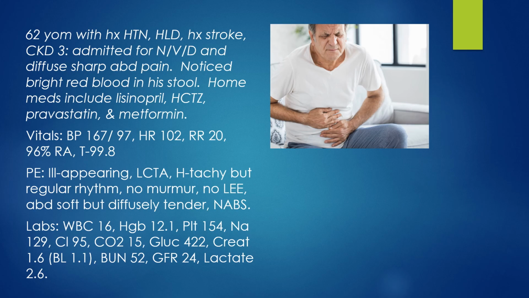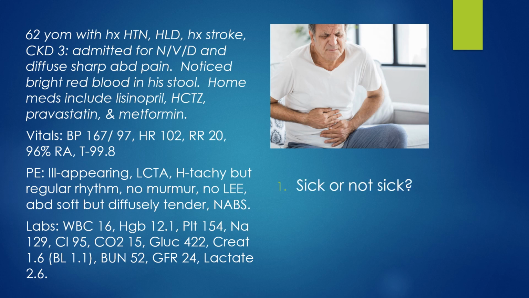His labs, you can see his white count's elevated, his hemoglobin's normal, his platelets are normal, his sodium is low, chloride's low, his bicarbonate is 15, his glucose is high, creatinine is high, and I put his baseline in there at 1.1, so you can tell this guy has acute kidney injury. His BUN is 52, and his lactate is high.